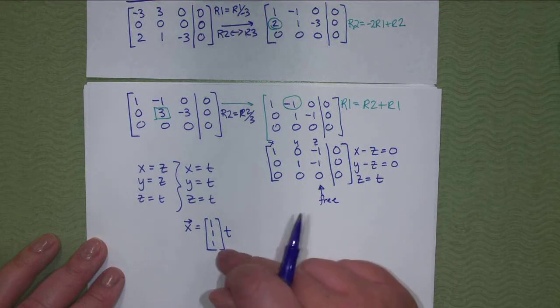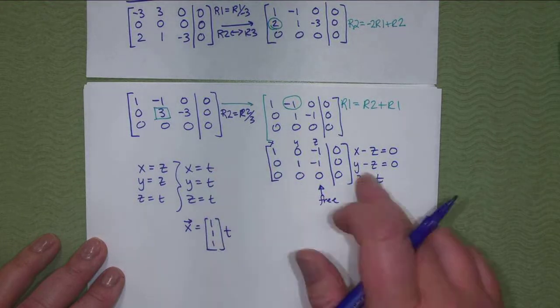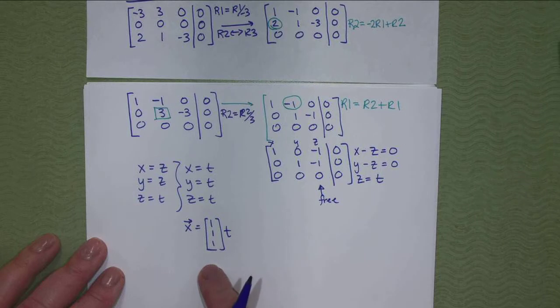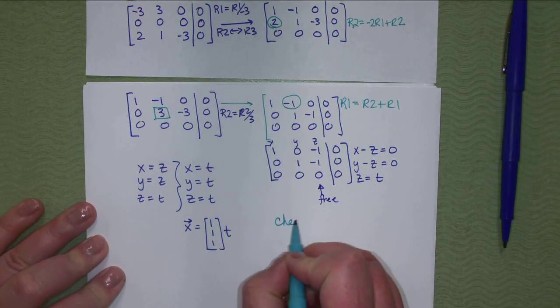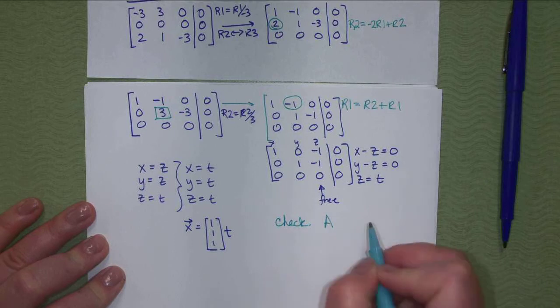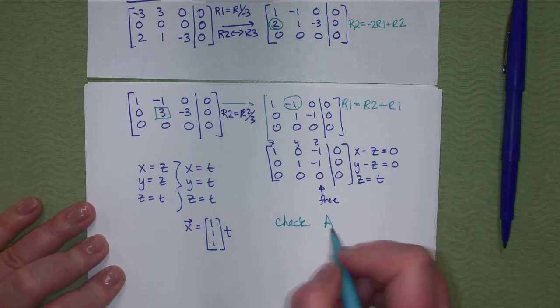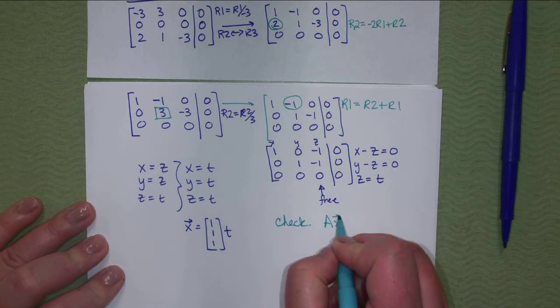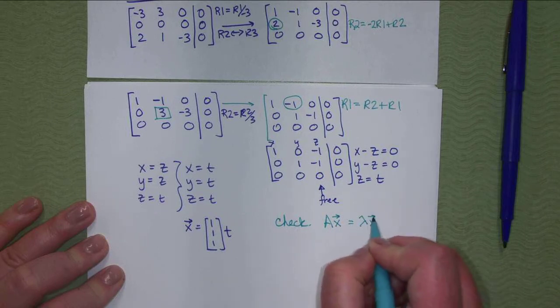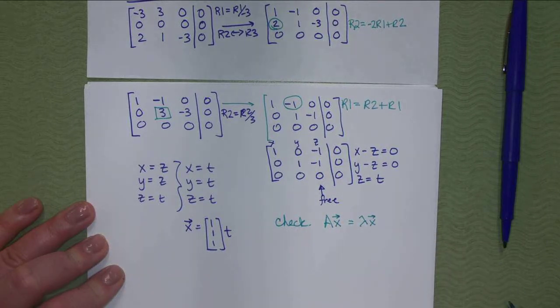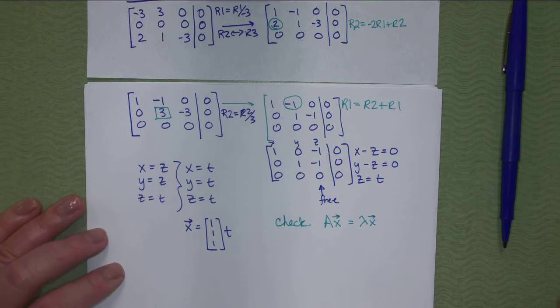How would you check that you did the row reduction right and it is in fact 1, 1, 1 for that? How would you check that? So remember, an eigenvector is a vector that when you multiply it by your original A, you get lambda times that same vector. Right? So how would we check it?